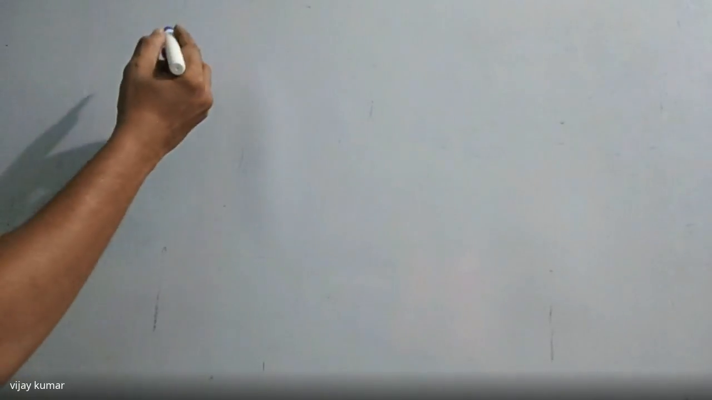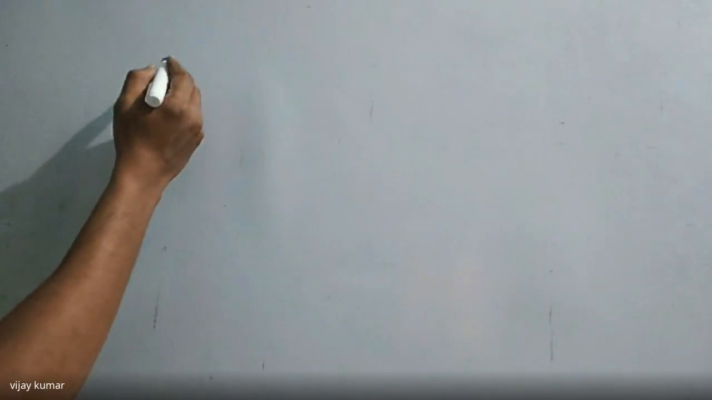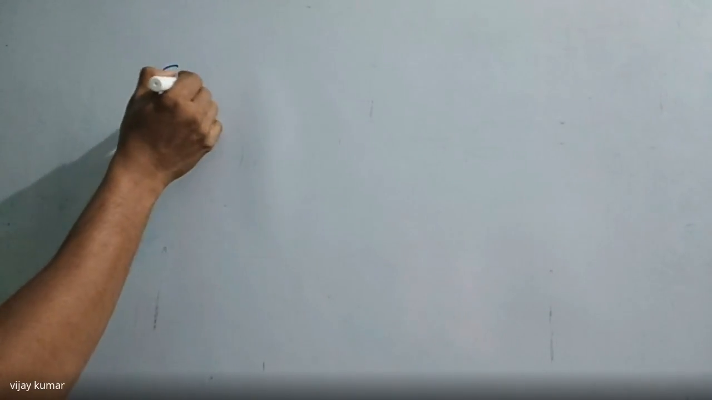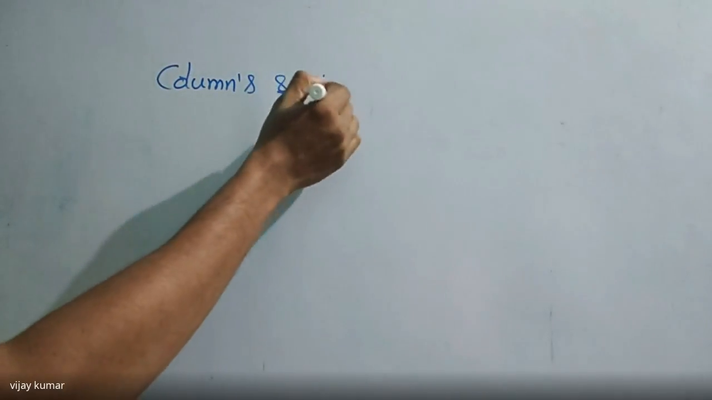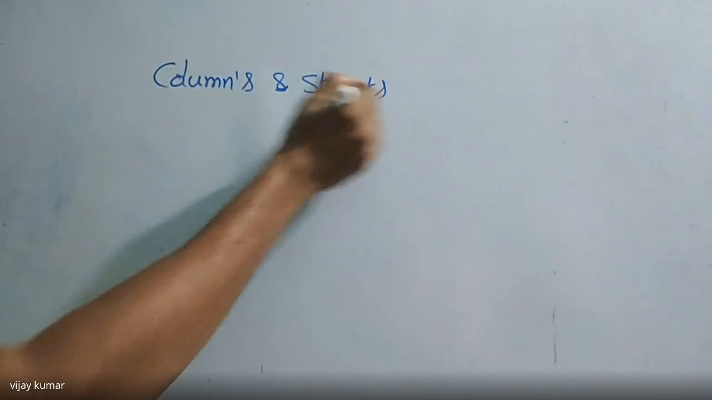Today I'm going to explain how to calculate critical load on a column by using Rankine's method. So all of you know it. Here I'm writing the heading: columns and struts.